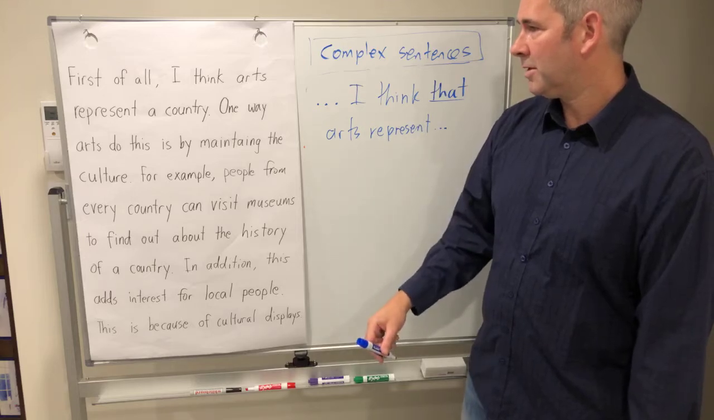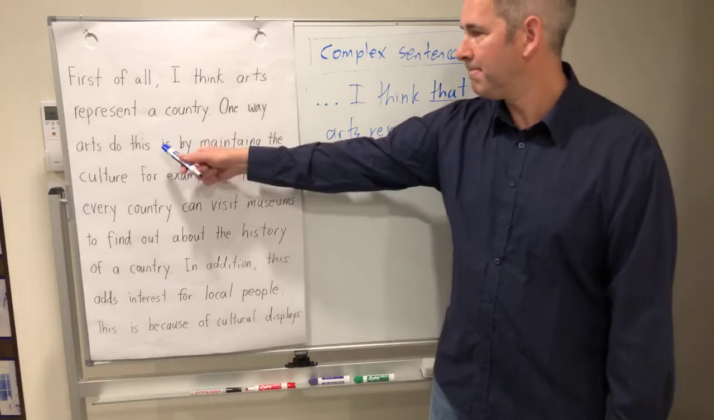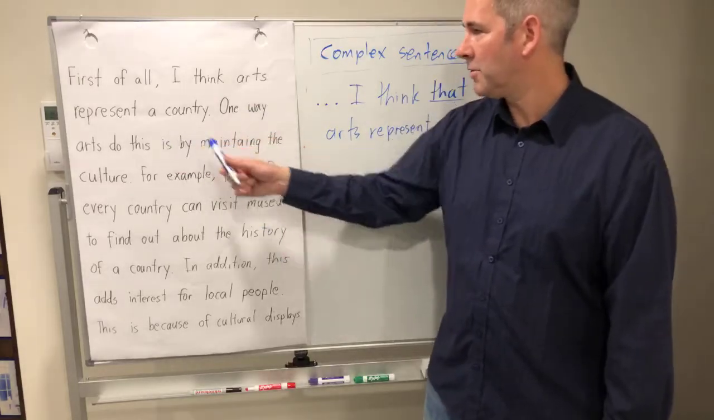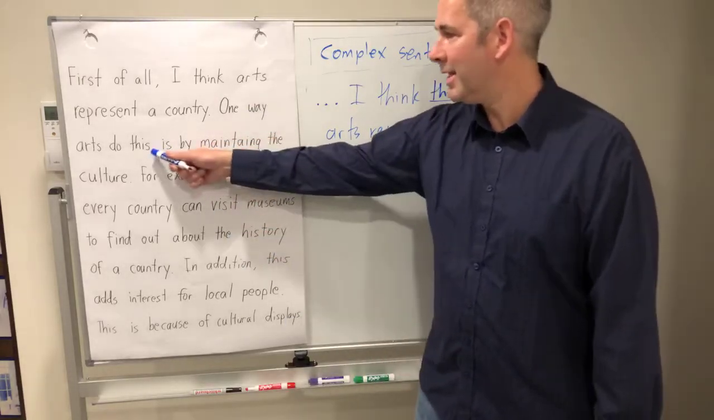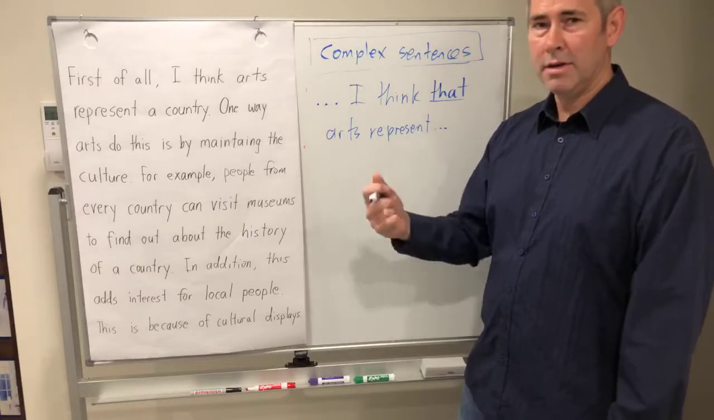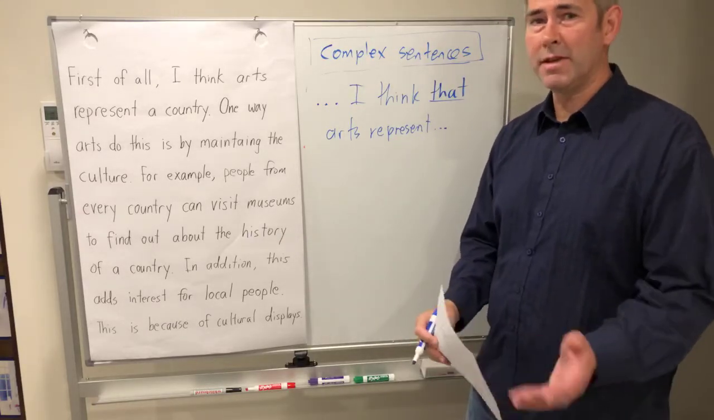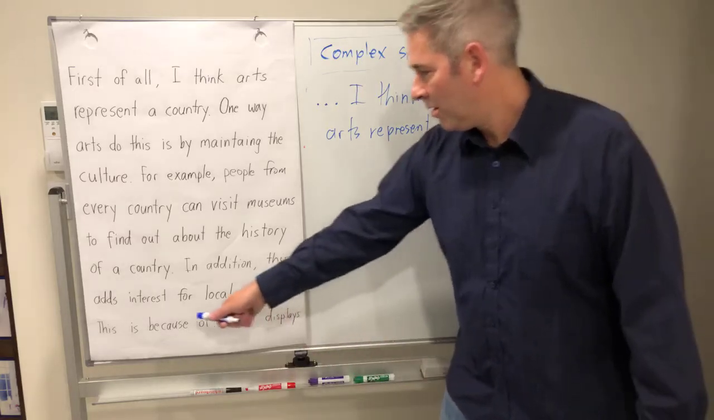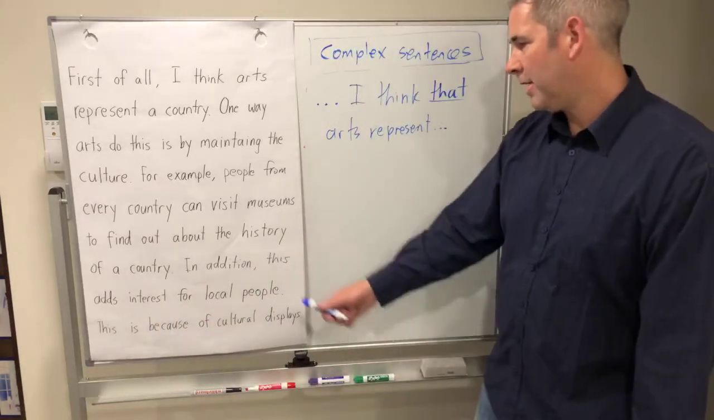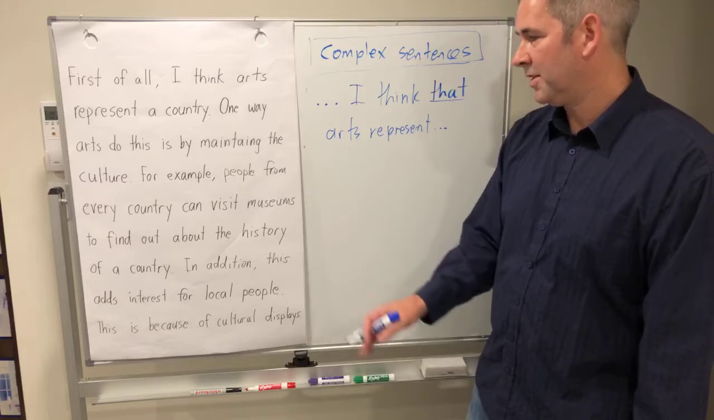Now, to be honest, one-way arts do this. Well, there's another one. So the second one here is "one-way arts do this", right? So see there's two parts to that sentence, which makes a complex sentence. Not as obvious as some of the other ones, but I look right at the end here and I see this sentence, or two sentences.